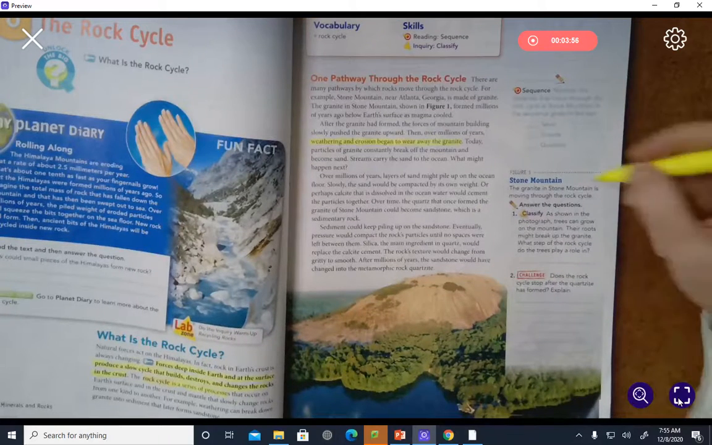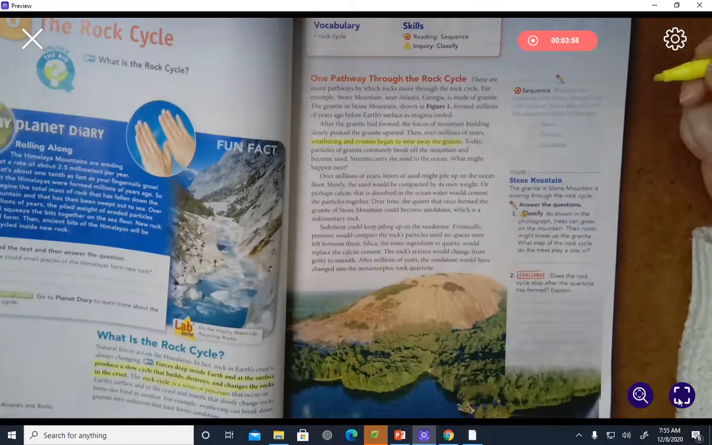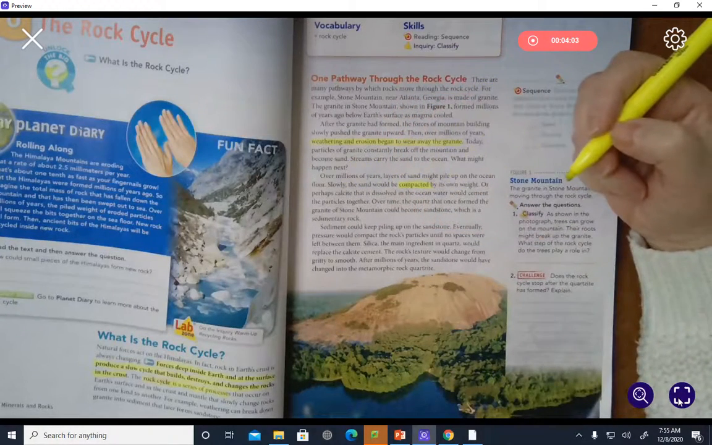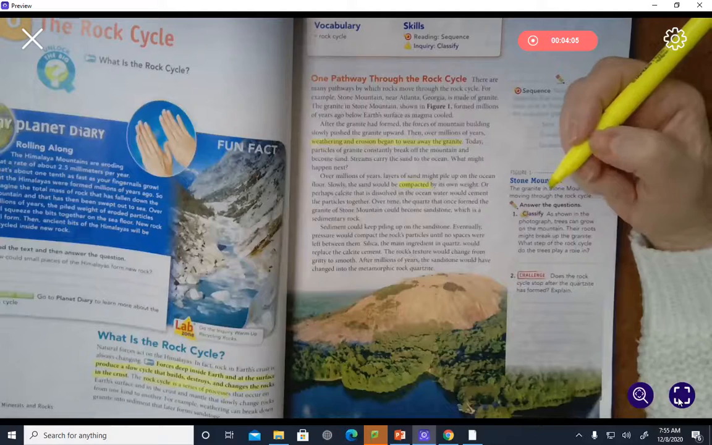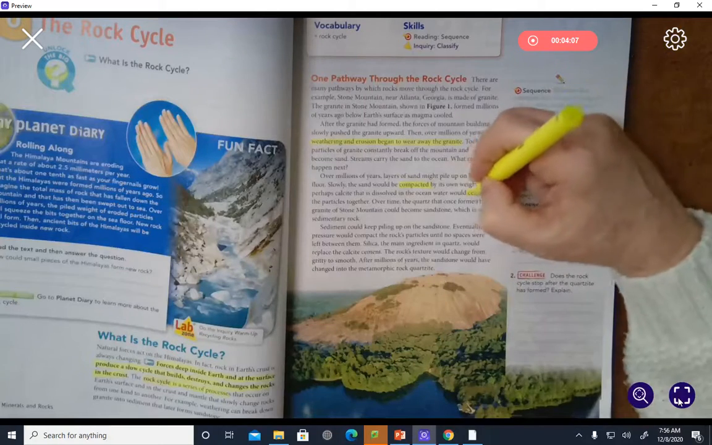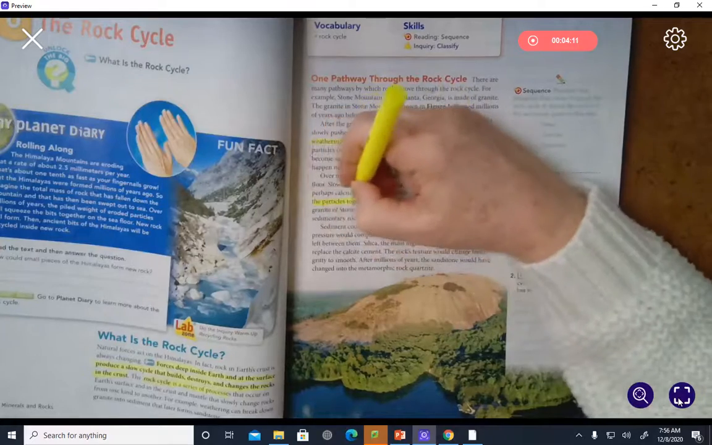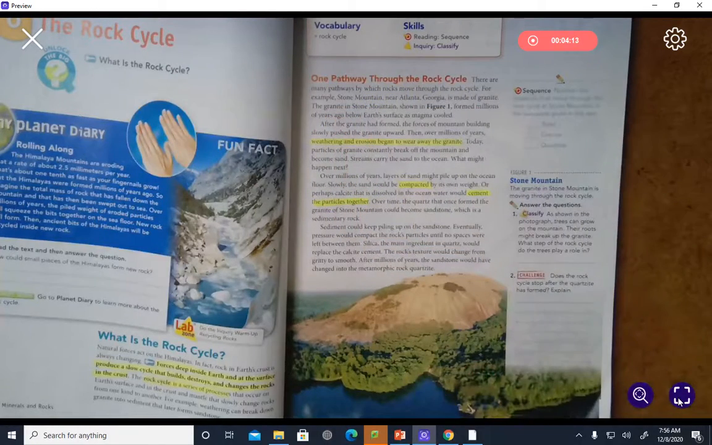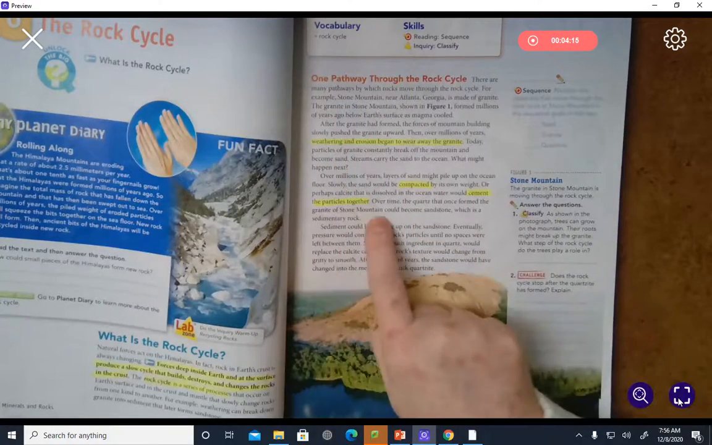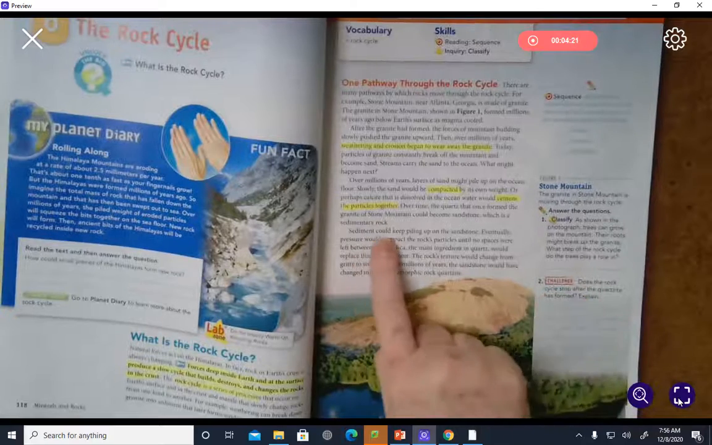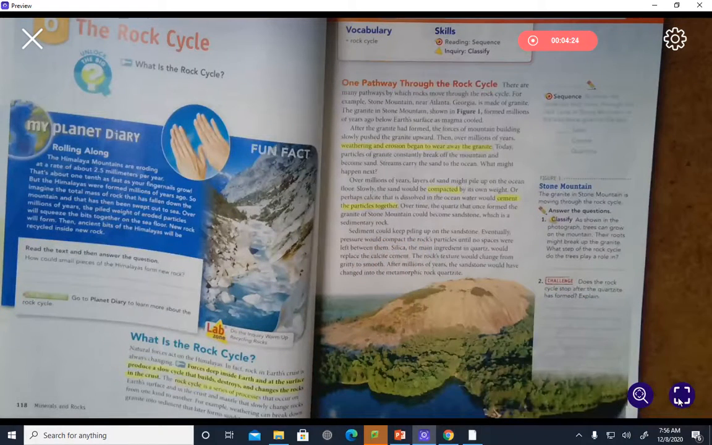Layers of sand might pile up on the ocean floor. Slowly the sand would be compacted, or perhaps calcite dissolved in the water would cement the particles together. And then over time, the quartz that once formed the granite of Stone Mountain would become sandstone, which is a sedimentary rock. Sediment could keep piling up on the sandstone.